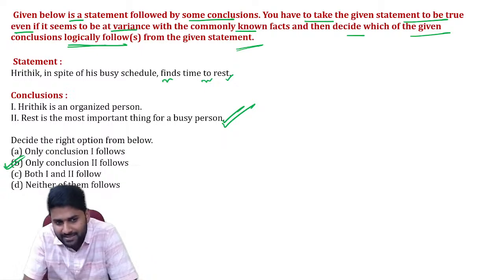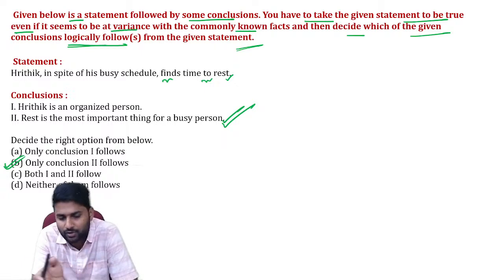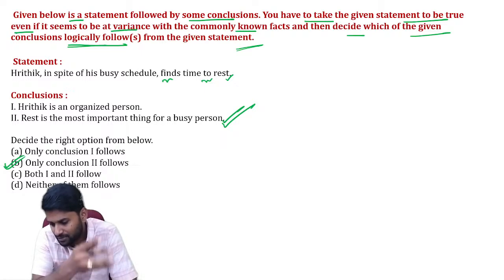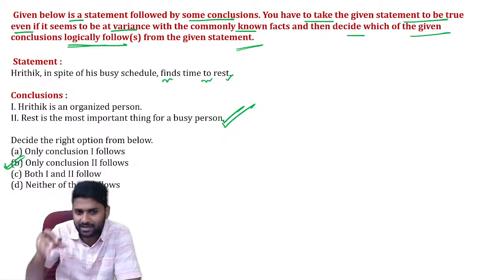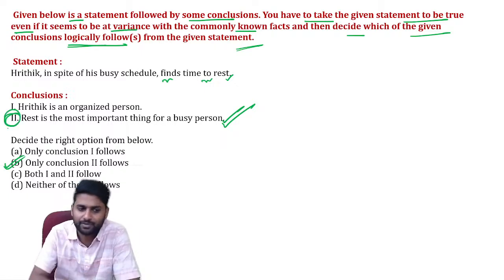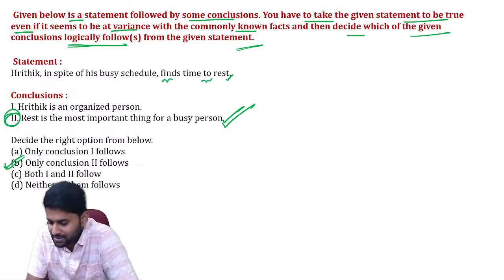See, if he were an organized person, there would be no need to find anything. According to the organizing thing, he would definitely find rest time. But they clearly mention the statement: Hrithik, in spite of his busy schedule, finds time to rest. He was searching for the time to take rest. That's why he's not organizing in the scheduling part. That's why you have to conclude this information: rest is the most important thing for a busy person.